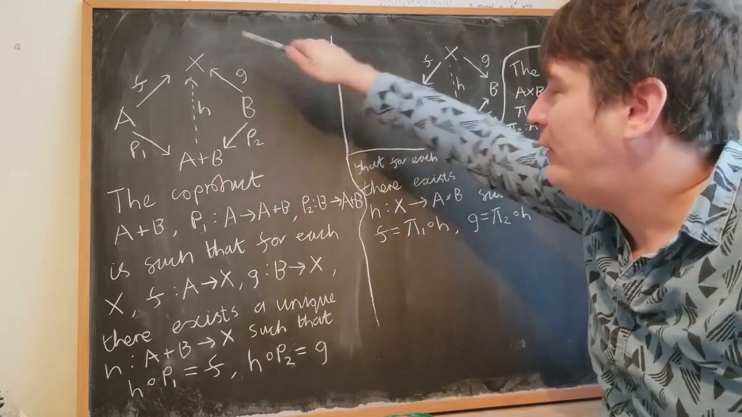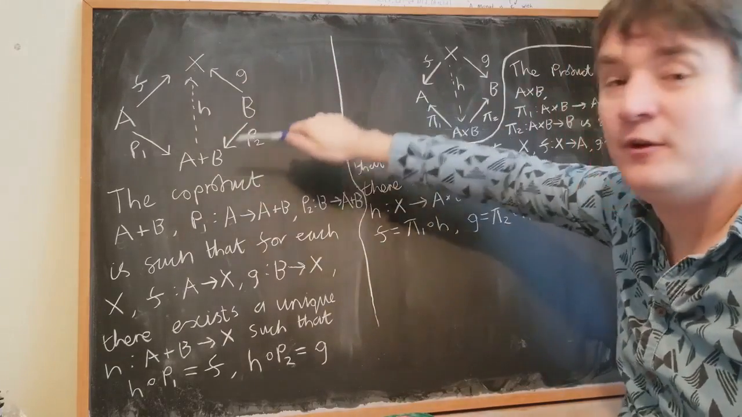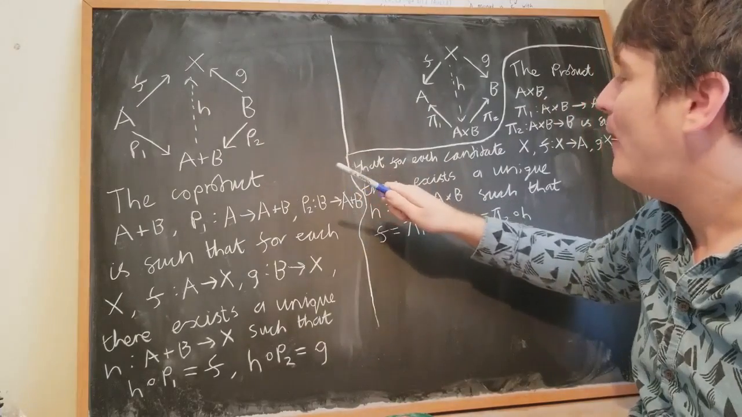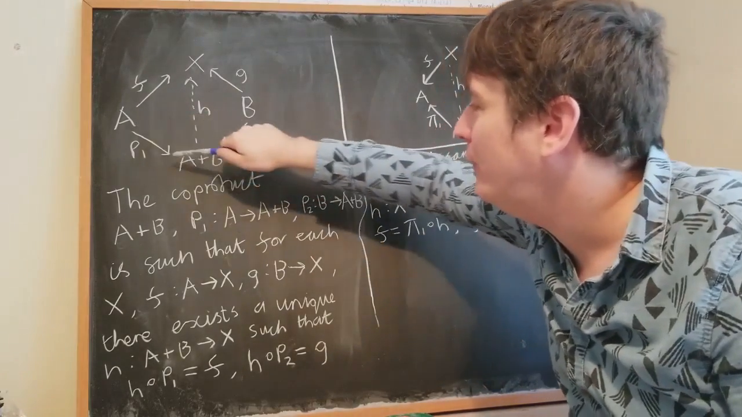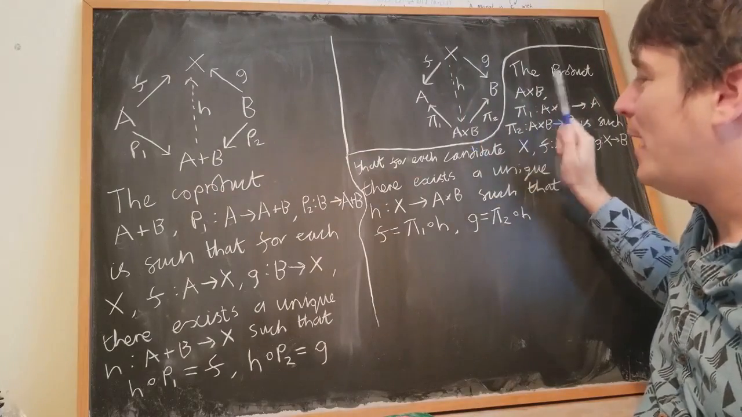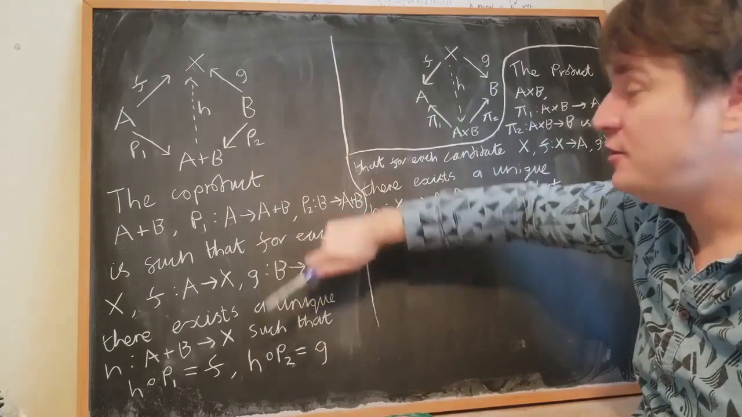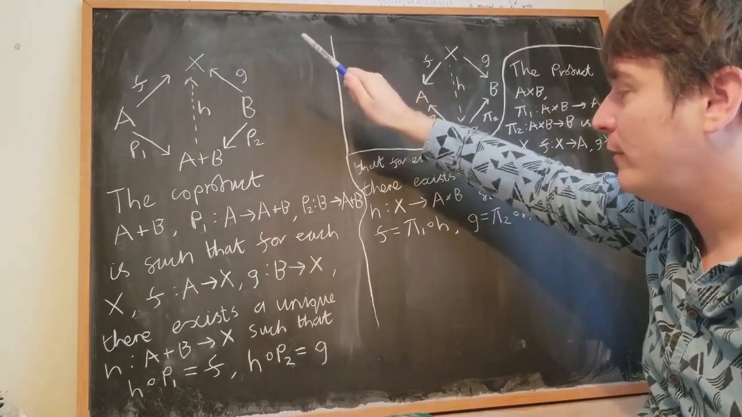I've basically just redrawn this diagram here, but I've reversed the directions of the arrows. And now I'm calling these arrows here P1 and P2, whereas I called them pi1 and pi2 over here. And so here we have the definition of the coproduct.